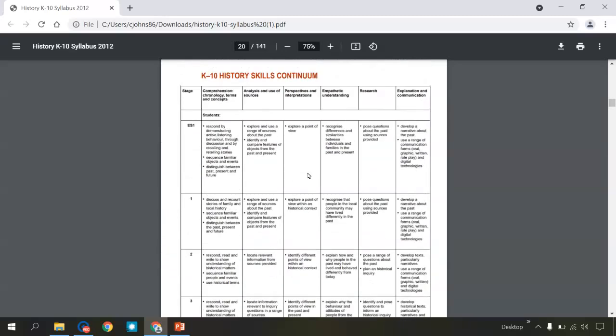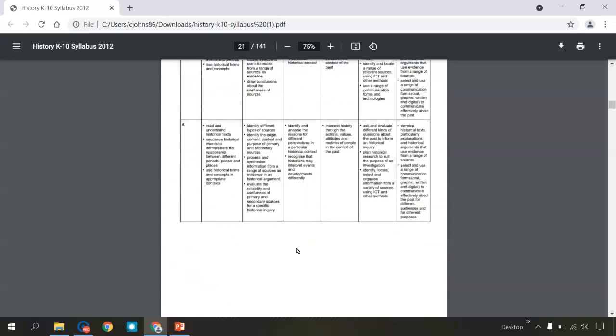So explore, looking at perspectives and interpretations. Explore a point of view. Next, explore a point of view within a historical context. Next, identify different points of view within a historical context. Stage 5, identify and analyze the reasons for different perspectives in a particular historical context. Recognize that historians may interpret events and developments differently.